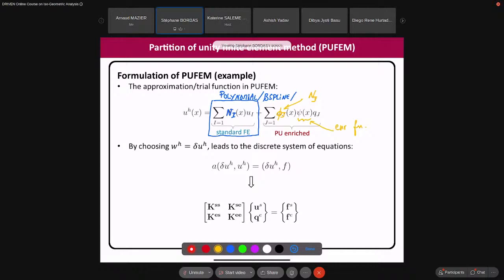All right, so then you end up with a discrete system of equations, and as you can imagine, you have the standard part, which is this KSS. You have the enriched part, which is this KEE, and then you have the hybrid part, which is the KES and KSE. Okay, so these hybrid parts are going to be mixed standard-enriched and enriched-standard. And the enriched part is associated only with the enriched degrees of freedom. The standard part is associated only with the standard degrees of freedom, and the mixed part is associated partly with the standard and partly with the enriched. Okay, and then the right-hand side is simply the standard force vector and the enriched force vector. You put these two together, and you get what's called an enriched finite element approach.